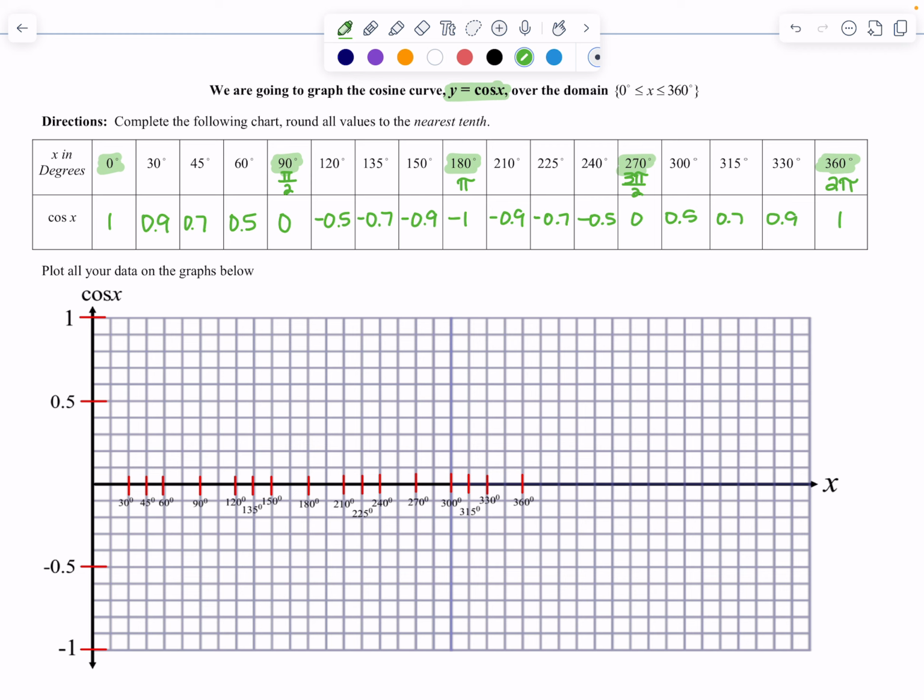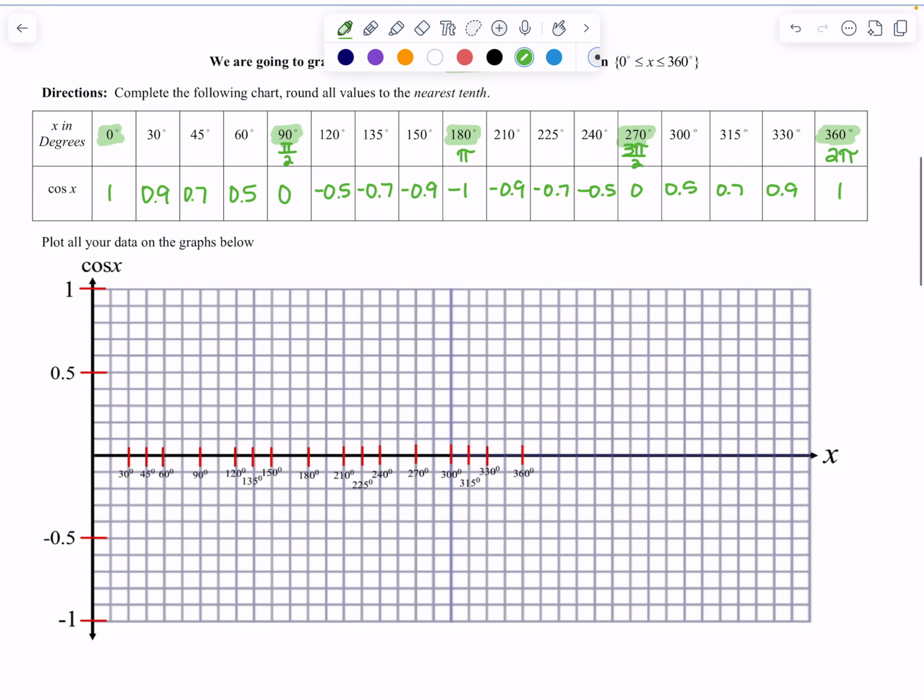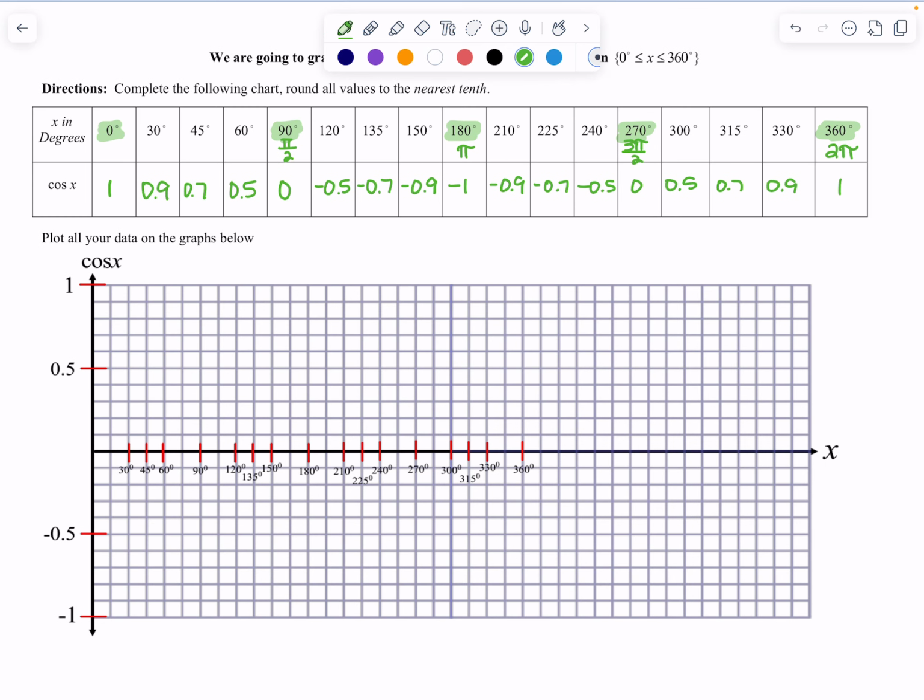So we have our cosine table filled out. We are going to plot cosine. Notice cosine starts at 1 when the angle is 0, and then it kind of comes down from there. Oh, so let me also just note where 0.9 and 0.7 would be in both directions.